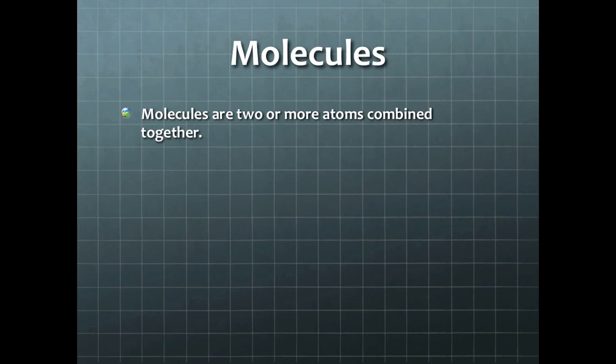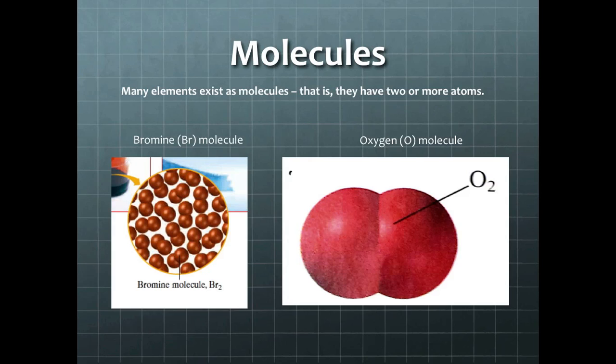Now, molecules are two or more atoms combined together. Many atoms exist as molecules. That is, they have two or more atoms combined together. For example, bromine. As you can see in the picture, each bromine molecule consists of two bromine atoms bonded together. It is still an element because it's only one kind of atom. But what makes it a molecule is that they come in chunks of two.